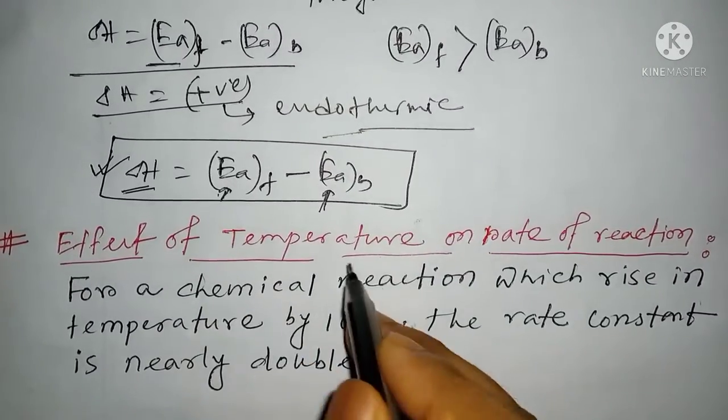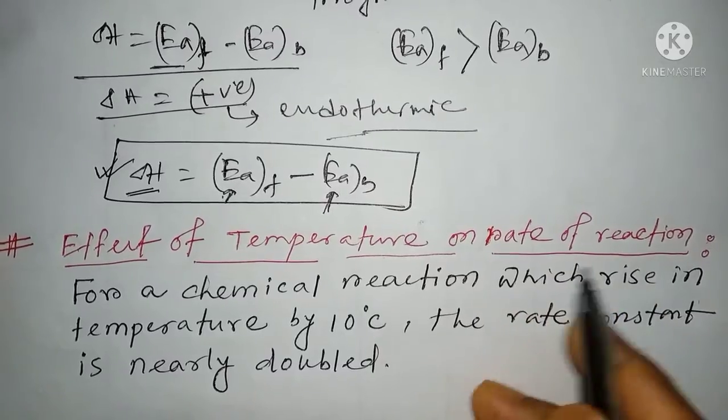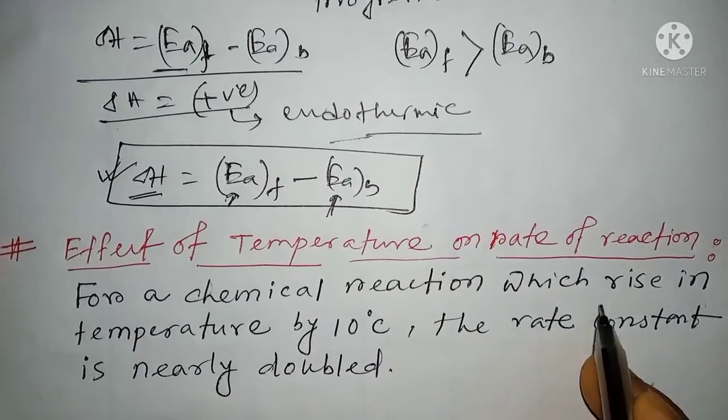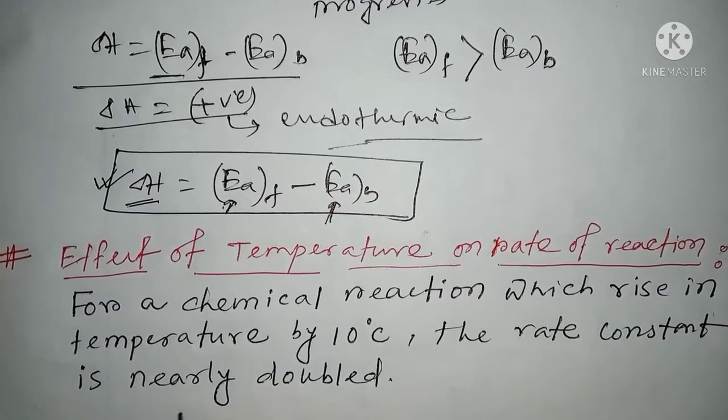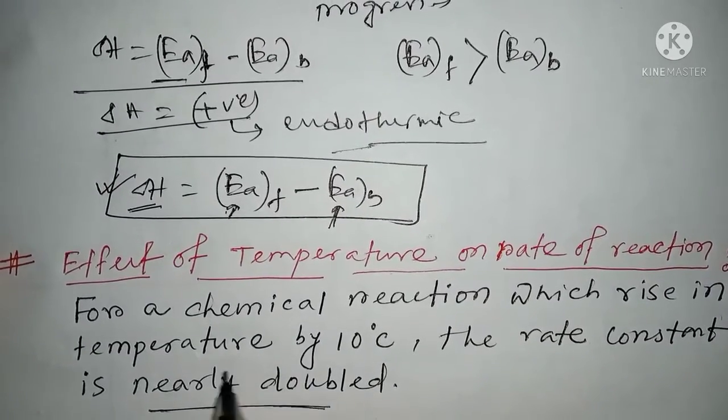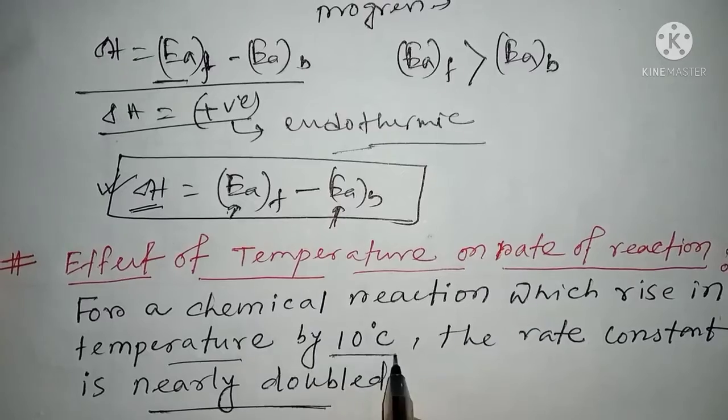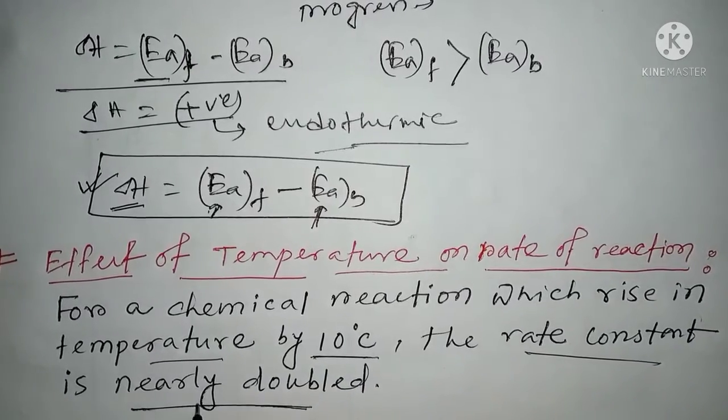Effect of temperature on rate of reaction. For a chemical reaction, with a rise in temperature of 10 degrees Celsius, the rate constant nearly doubles. So remember this: when temperature increases by 10 degrees Celsius, the rate constant nearly doubles.